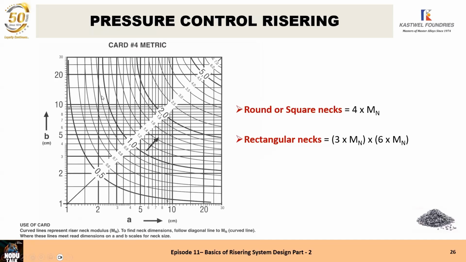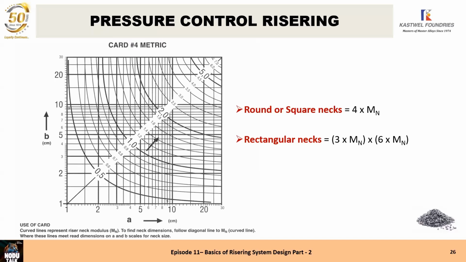Now, once you have got the modulus of the neck, this figure can be used to decide the neck shape. The neck can be either round or square, or rectangular or any other shape. So once you know the neck modulus, the round or square neck dimension is 4 times the neck modulus. So the neck can be square in section or round in section with a size of 4 times the neck modulus.